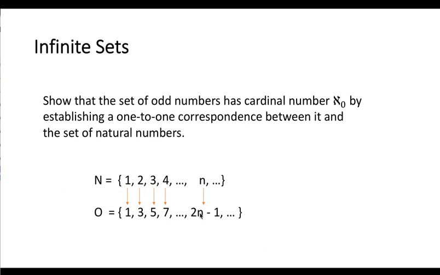2 times 1 is 2. To get that first term, I have to subtract 1. So 2n minus 1 is the general term. And that's it. It's that general term that's going to trip you up.